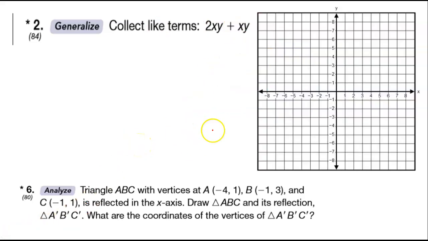Okay, so the next one, we're doing a translation of some kind. So triangle ABC with vertices at negative 4, 1. So negative 4, 1. There we go. Negative 1, 3. And then negative 1, 1, which is here. So here's my original triangle.